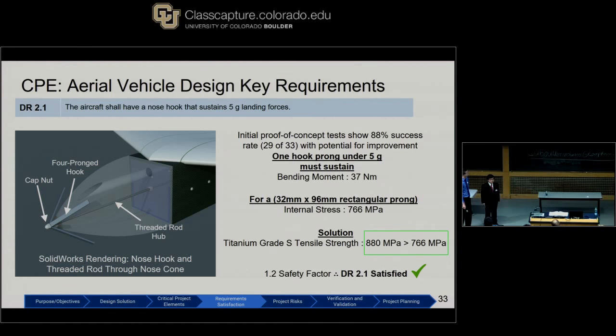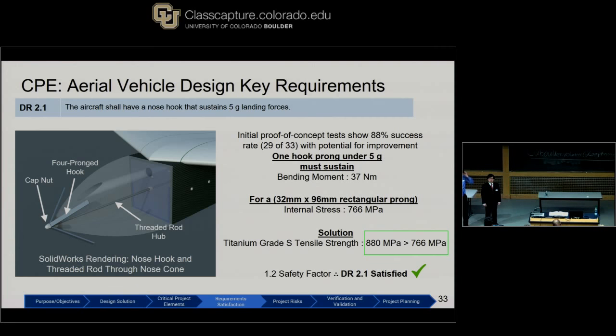Next, derived requirement 2.1: the aircraft shall have a nose hook that sustains 5G landing forces. On the left here is a CAD rendering of the nose hook assembly, and you'll see these 4 prongs coming out from the nose. If you were to connect the endpoints of each of these prongs, it would form a square that has the same size gauge as the recovery net, so it'll basically just fit right into there. And it's supported by this threaded rod hub that passes through the nose cone of the fuselage.